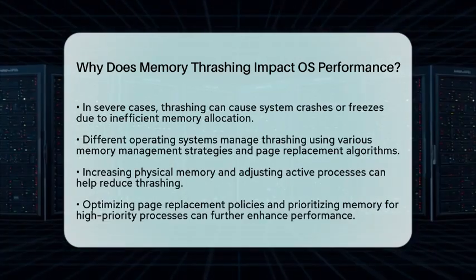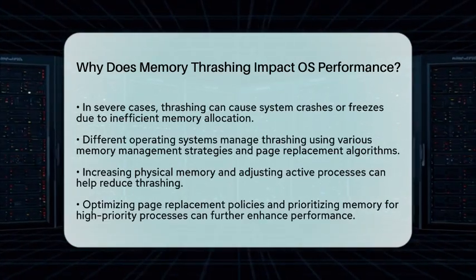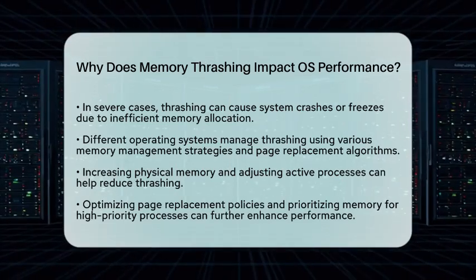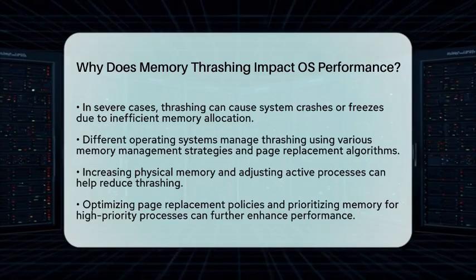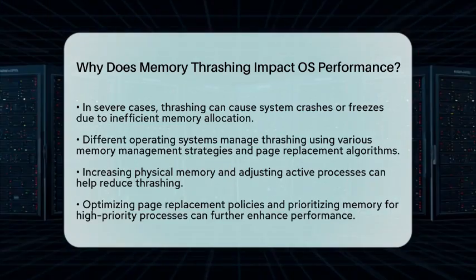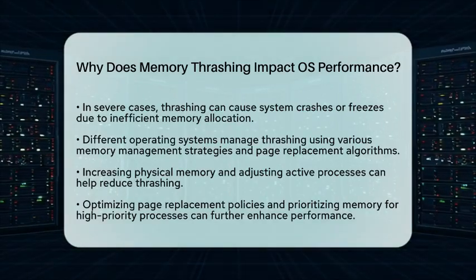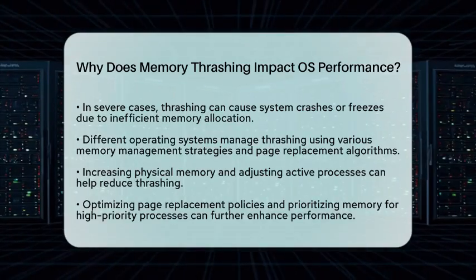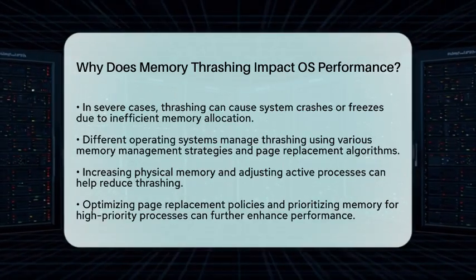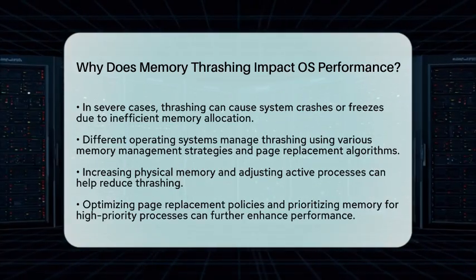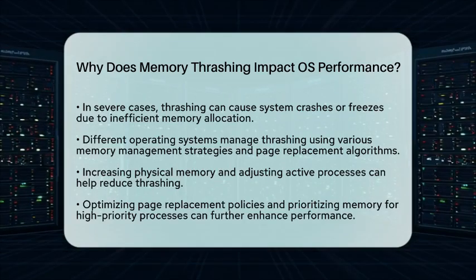To reduce thrashing, there are practical approaches you can take. Increasing physical memory can help, as more RAM reduces reliance on disk swapping. Adjusting the number of active processes can also keep working sets within physical memory limits. Optimizing page replacement policies and prioritizing memory allocation for high-priority processes can further improve performance.